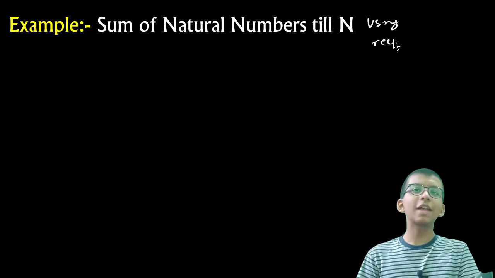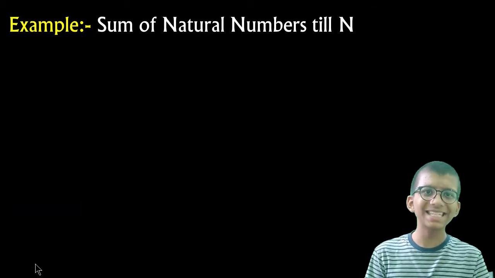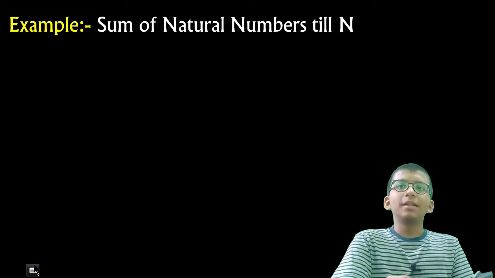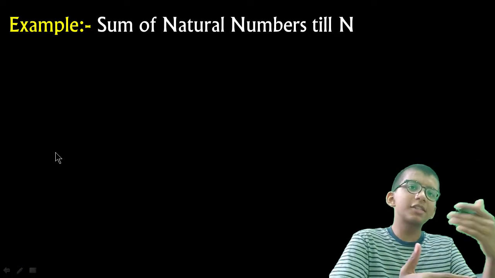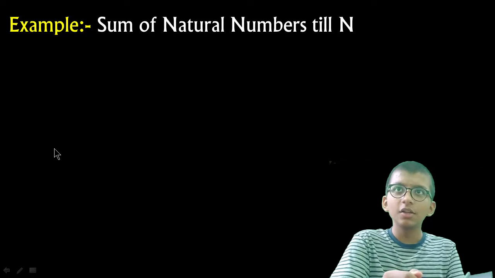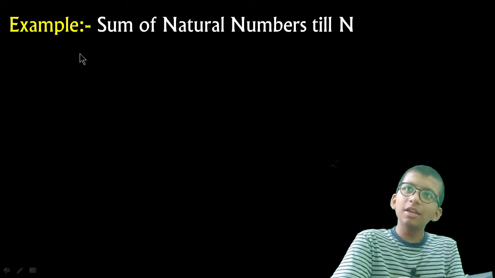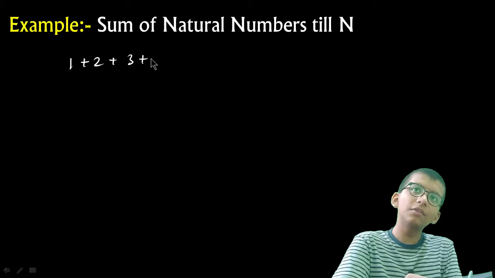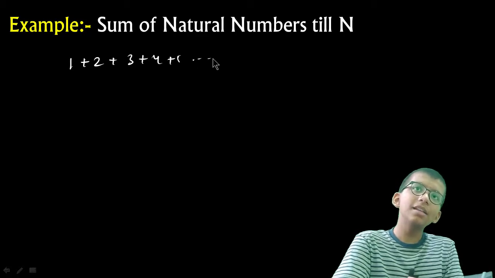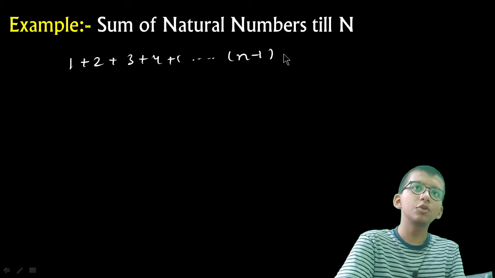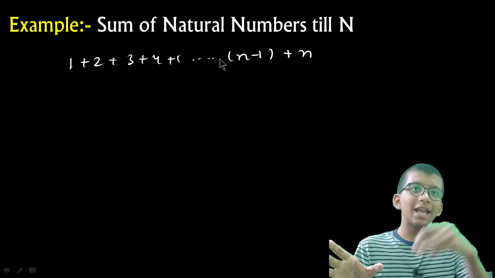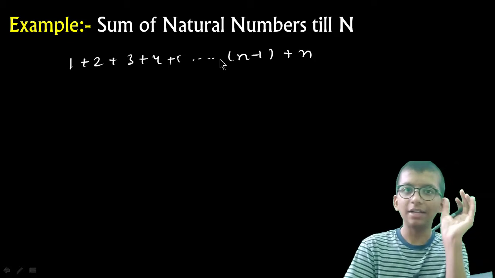You can do this with a for loop or a while loop or any kind of loop, but we are using recursion. So what is the procedure? What is the logic for that? We want 1 plus 2 plus 3 plus 4 plus 5 all the way down to n minus 1 plus n. So the logic we have built is that we go from 1 to n minus 1 and then we add n to that.